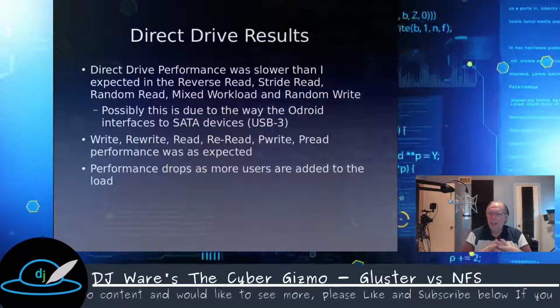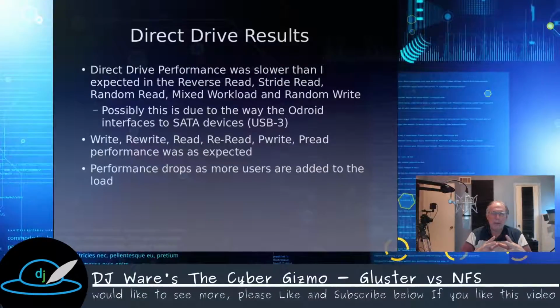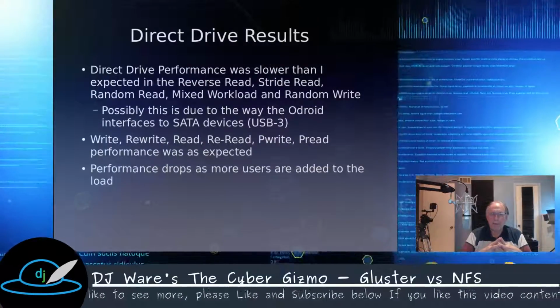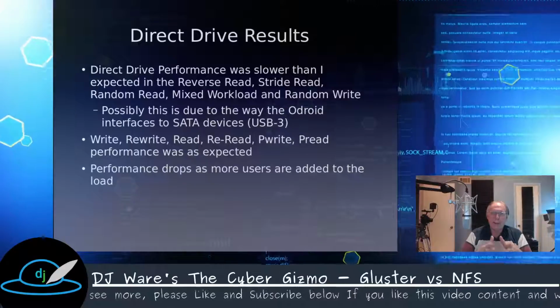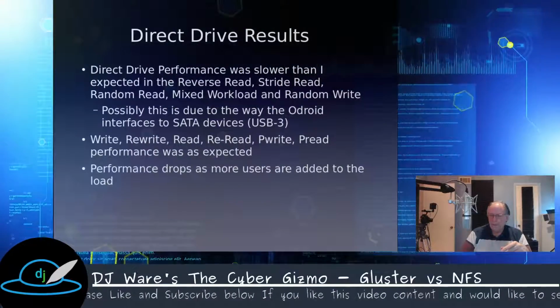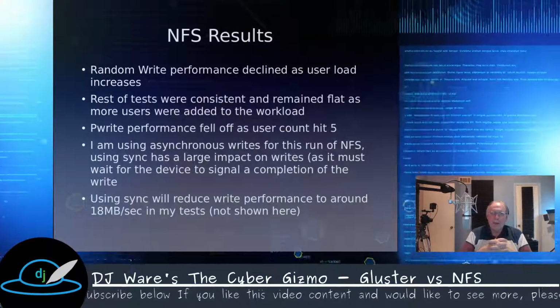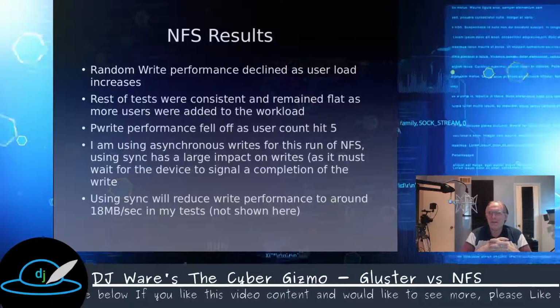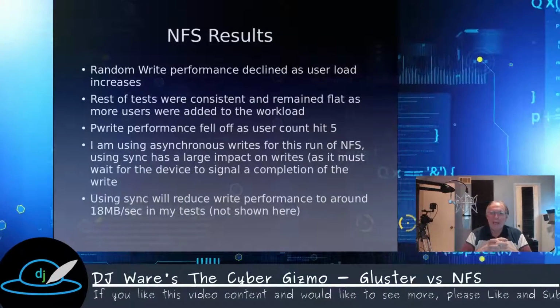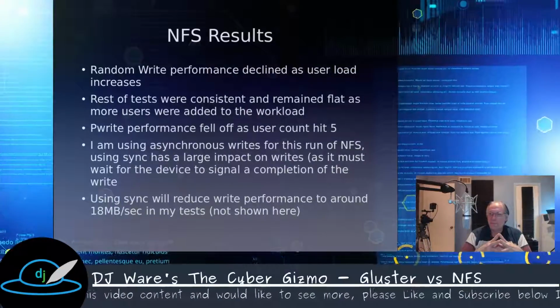The reads and writes are as expected, and then the performance, as you saw in the graph, drops as we add more users, and that's due to contention for the heads on the drive, and that's to be expected, really. The reason why we don't do too much direct drive without having it on a RAID is in order to spread that contention.